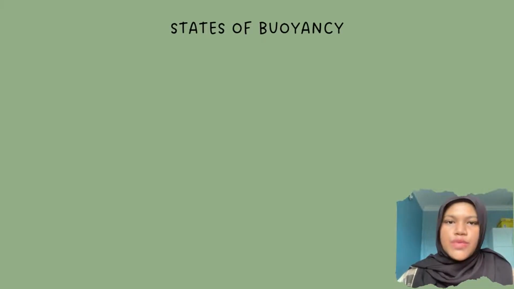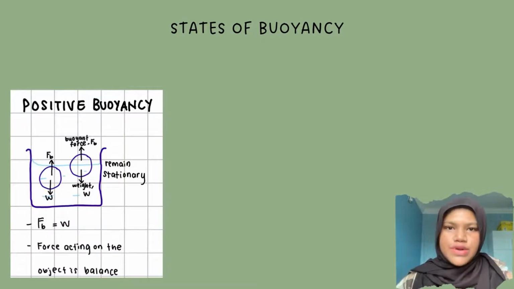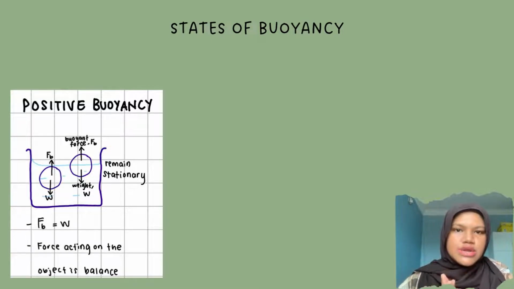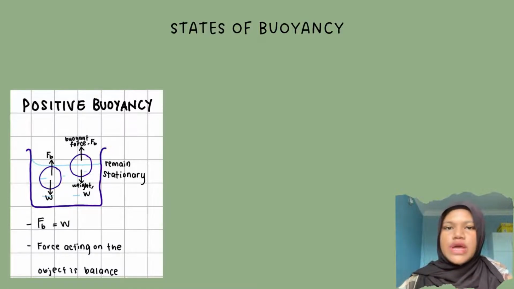So buoyant force or buoyancy have three states. First state is positive buoyancy. Positive buoyancy is a situation when the buoyant force acting on an object is equal to the weight acting on the object. The object will remain stationary or floating at the surface of water or in the air when positive buoyancy is acting on it. The force acting on the object is in equilibrium state.